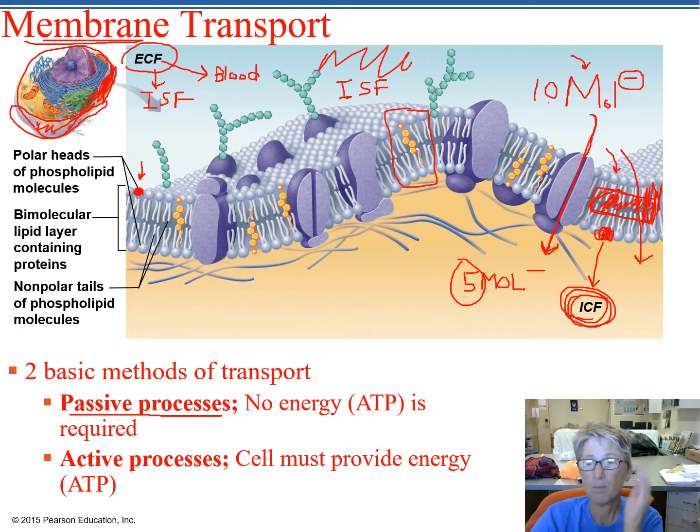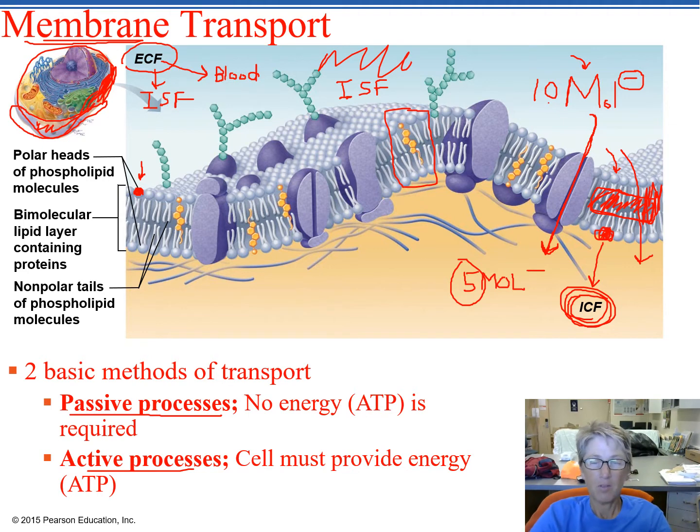Passively means there's no ATP needed to get a molecule from the outside of the cell to the inside of the cell. The other basic method of transport is called an active process. In that case, you have to provide energy to move across the cell membrane.